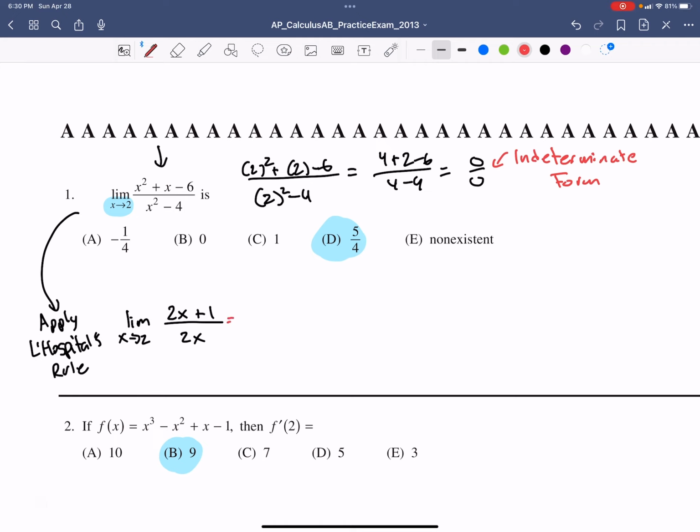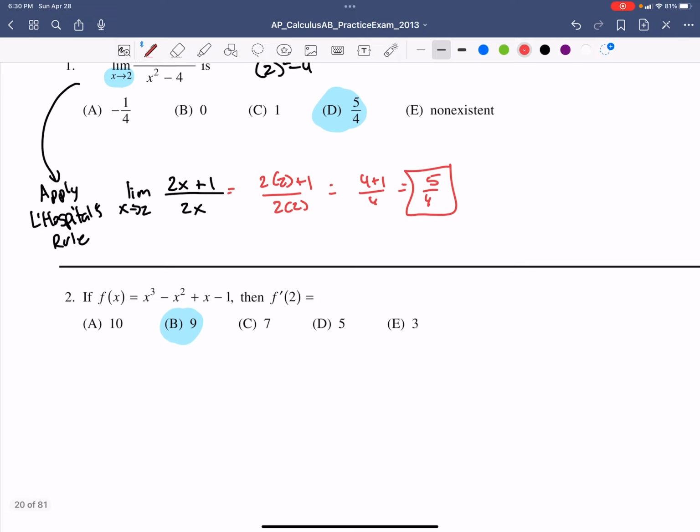And now when we plug in 2, you're going to get 2 times 2 plus 1 over 2 times 2. 2 times 2 is 4, plus 1, over 4, which is 5/4. And that's how I get my answer D, 5/4. Alright, let's go ahead and do the next problem.